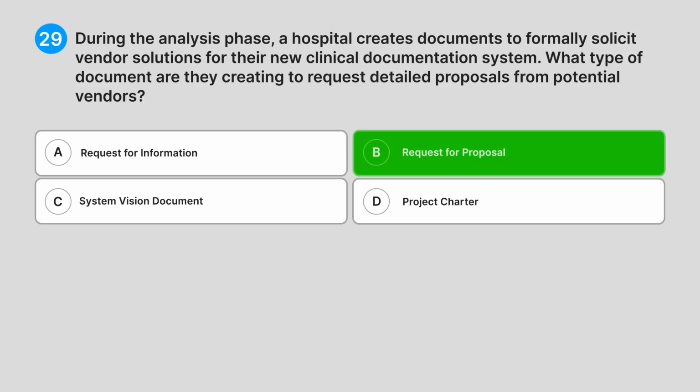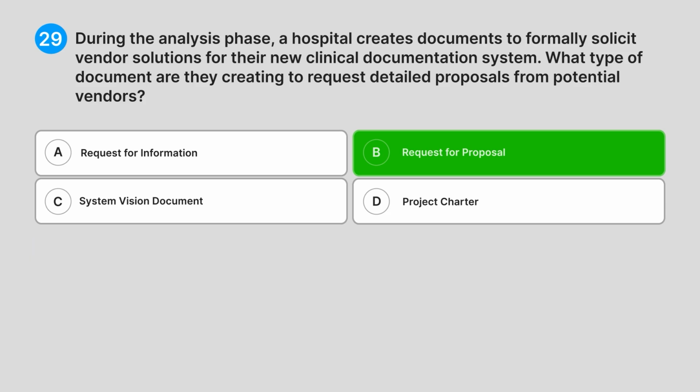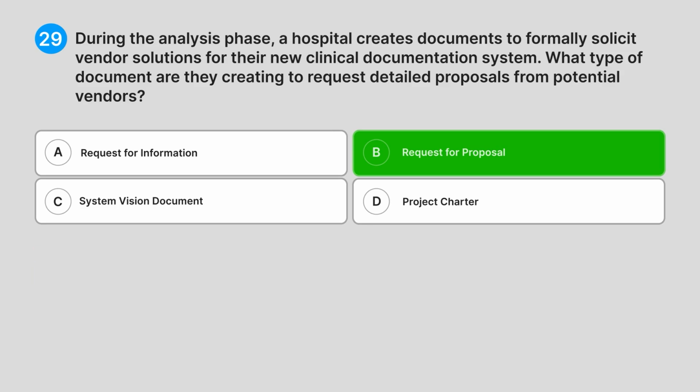Correct answer, B. Request for proposal. Explanation. Option B is correct because request for proposal documents formally solicit detailed vendor solutions and proposals, allowing organizations to evaluate and compare vendor capabilities against their specific requirements during the analysis phase. Option A is incorrect because request for information gathers general information about vendor capabilities and solutions, but does not solicit detailed formal proposals for evaluation and selection.